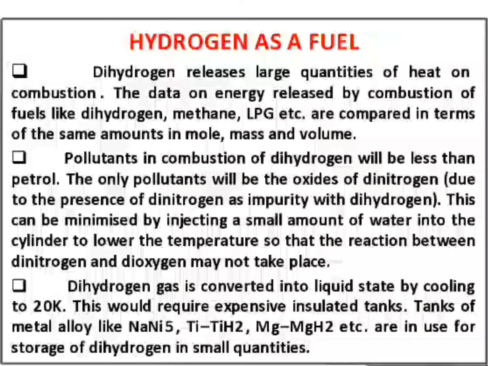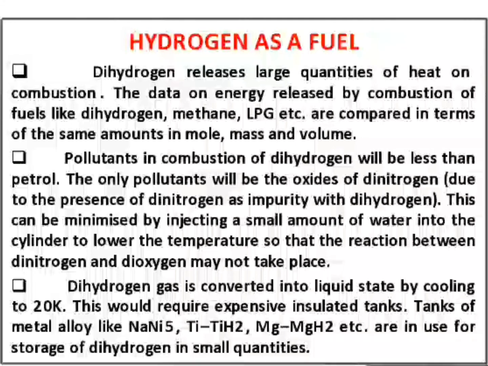So here see, if we are compressing the gas, then the pressure will be very, very high. So the tanks must be very, very strong. So the dihydrogen gas is converted into liquid state by cooling, and this will require expensive insulated tanks. Expensive insulated tanks means, since hydrogen burns with a blue flame, okay, it's flammable.